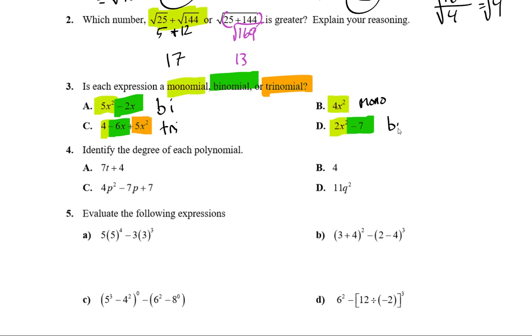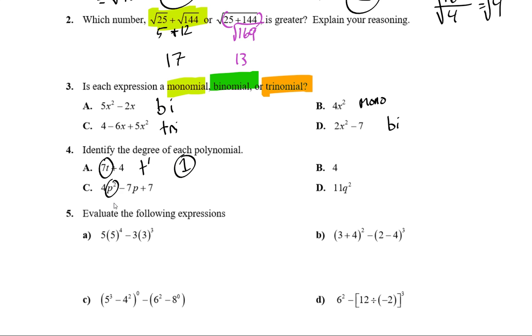This one has 2, it is a binomial. The dividing line is those operators, minus or plus. So 2 divisions makes 3 things, or 1 division makes 2 things. No divisions, there's just 1 piece. For number 4, identify the degree of each polynomial. 7t plus 4, the highest degree is here. This is t to the 1. So this degree is 1.